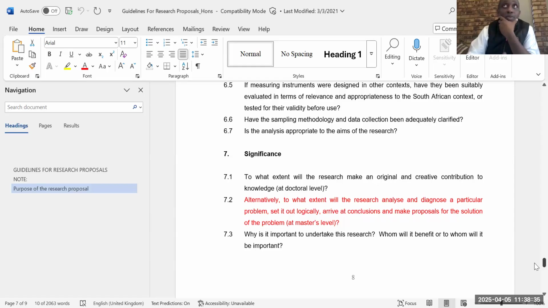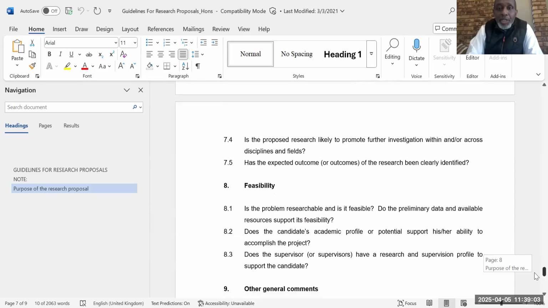Will you be able to produce the right result? Those are things we look at. Your experimental design, and also your objectives and how you're going to go about it. Is it critically spelled out? Do you arrive at conclusions, make proposals? Those are the things that we want to look at when we evaluate. Then obviously feasibility. Is the problem researchable? Is it fixable?